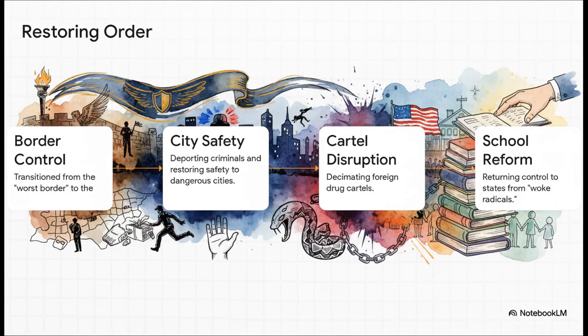From there, the speech kind of zooms out a bit, but sticks with this theme of restoring order. So you get this string of actions. First, control the border. Then, make cities safer by deporting criminals. Then, go after the drug cartels. And it even touches on schools, framing it as taking back control from, quote, woke radicals. You can see how each of these points is meant to sound really strong and decisive.